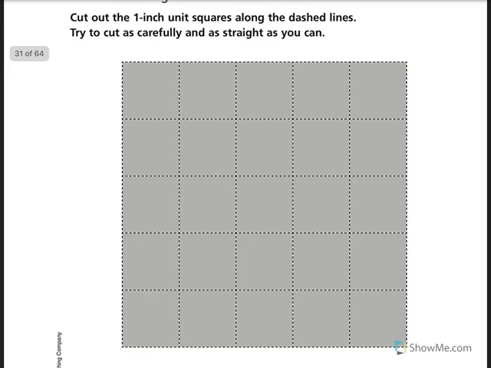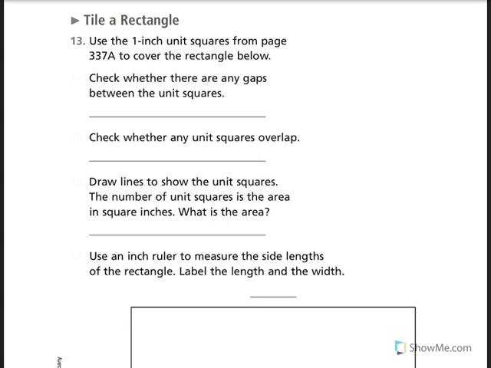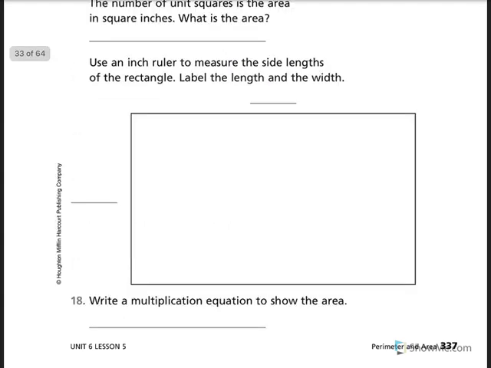So for this page, on your paper, you probably do want to cut out all these squares. I can't do that with this kind of video, so I'm just going to draw them in. When you're laying them down, it's really important that you make sure there's no gaps and there's no overlaps, and then draw in some lines to show the unit squares, which are the same as the other squares. And then you can count the squares and then say what the area is. So I'm going to move to the next page so I can do that.